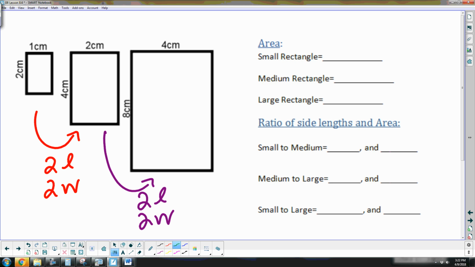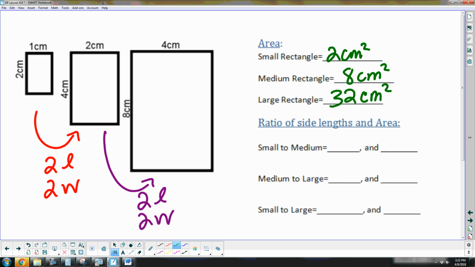The area of the small rectangle is 2 centimeters times 1 centimeter, which is 2 centimeters squared. The medium rectangle is 2 centimeters by 4 centimeters, which is 8 centimeters squared. And the large rectangle is 4 centimeters by 8 centimeters, which is 32 centimeters squared.